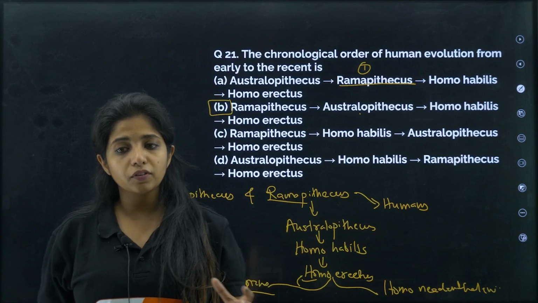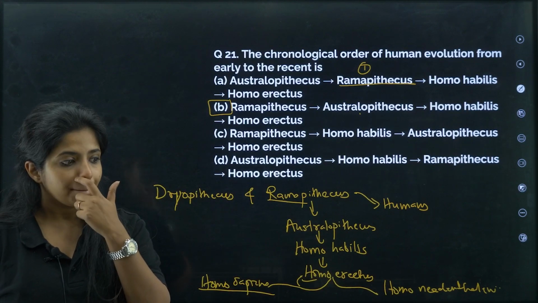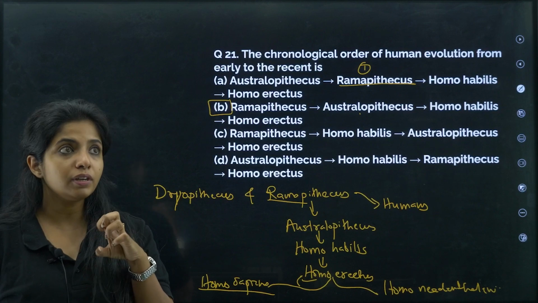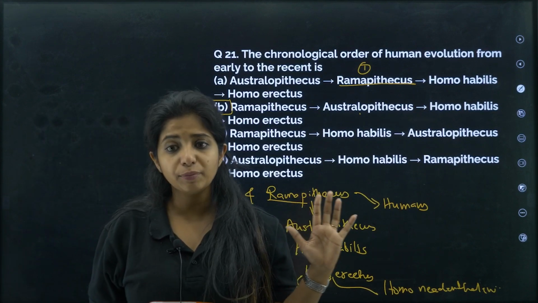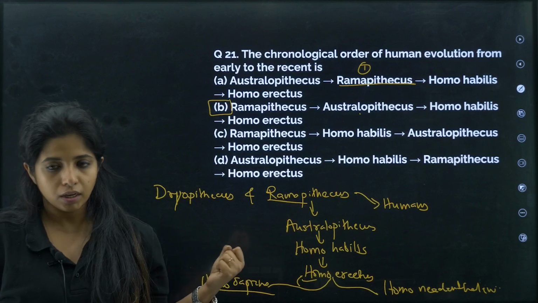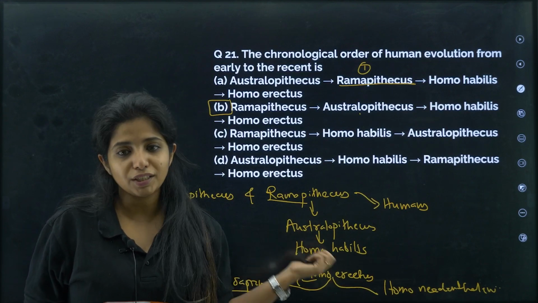Now, more human-like features were found in Homo habilis, which were organisms who didn't have meat. Okay, they used to have fruit-based food. They didn't have meat at all, and they were tool makers. Then Homo erectus came. They were the people who started having meat and all.